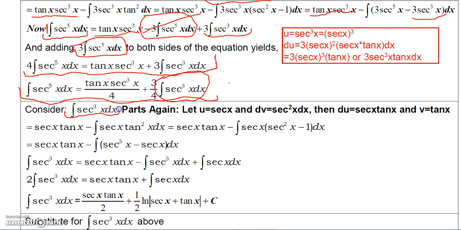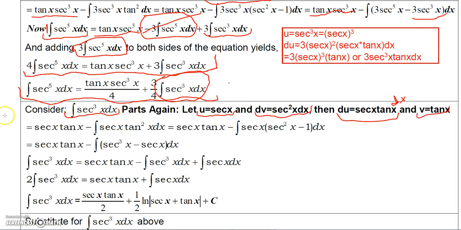Now, my parts integration here, I'm going to think of this as secant x times secant squared x dx. So I'm going to let u be the secant x, and dv would have to be the secant squared x dx. Then du would be the derivative of secant x, which is just secant x tangent x dx, and when you integrate dv, you get v, which is tangent x.